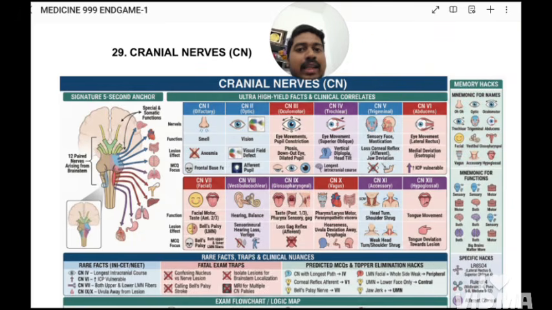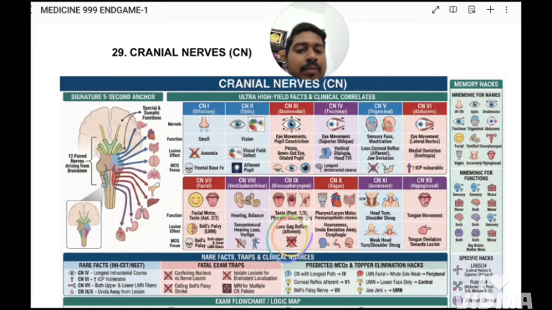Bulbar palsy means the cranial nerve nuclei are affected, so it will cause LMN type of paralysis. Whereas in pseudobulbar palsy, the cranial nerves are proper, but the higher control, that is the corticobulbar tract from the cortex to the cranial nerve nuclei, is affected, and hence you will feel that there is bulbar palsy, but it is not actual bulbar palsy. It is because of a UMN lesion, in the corticobulbar tracts, that is in the CNS part, above the level of the cranial nerve nuclei.